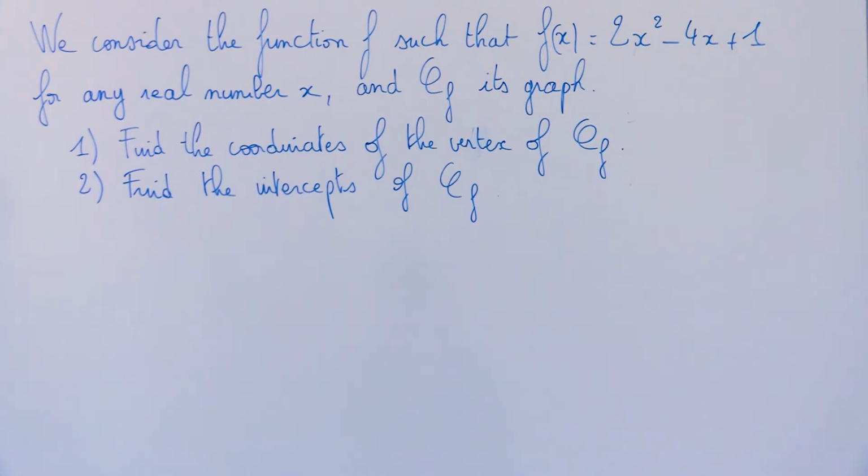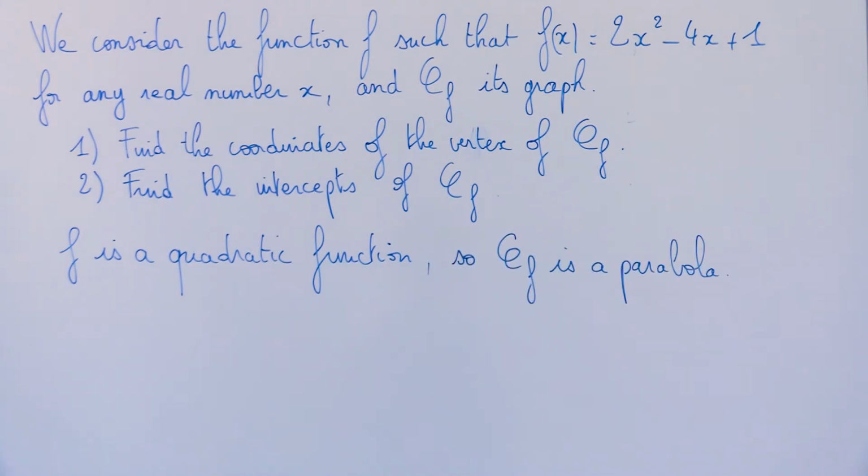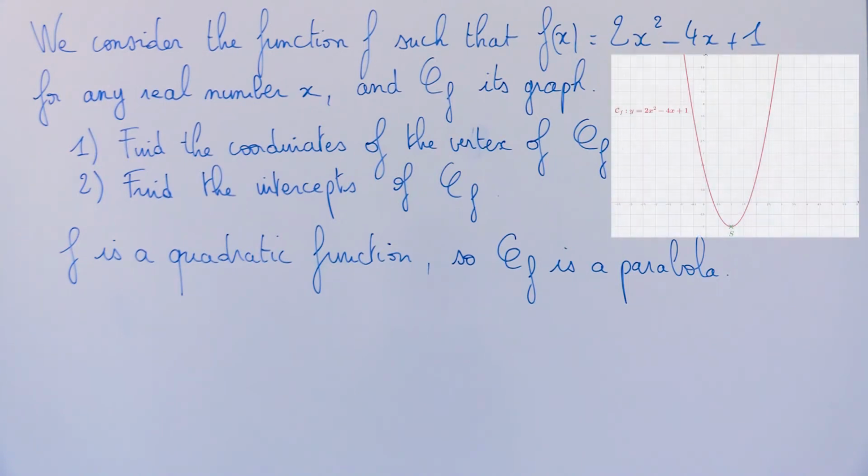So let's start. First thing, we can say that f is a quadratic function. That's to say, it's a second-degree polynomial. And, thanks to the lesson, we know that Cf is a parabola. So, let's denote S, the vertex of the parabola.